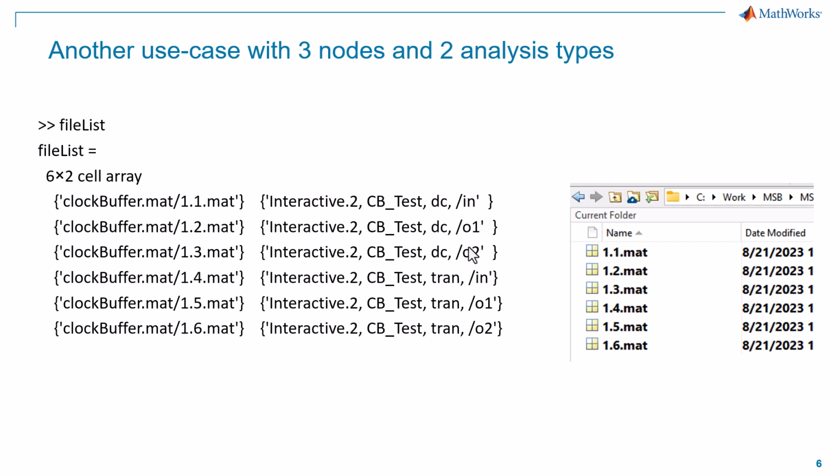So here I've got 3 nodes and 2 analysis types, so it's 3 times 2 for the number of mat files that you're going to find in that file list folder. Okay, as follows. 1.1.mat will have DC simulation results. 1.2.mat will have DC simulation results for a different node, O1, and so on. 1.3.mat will have DC simulation results for O2, and then the next 3 are for the transient simulations.